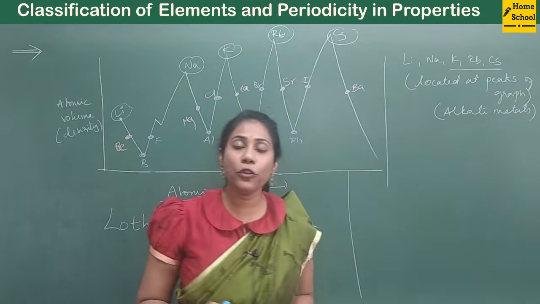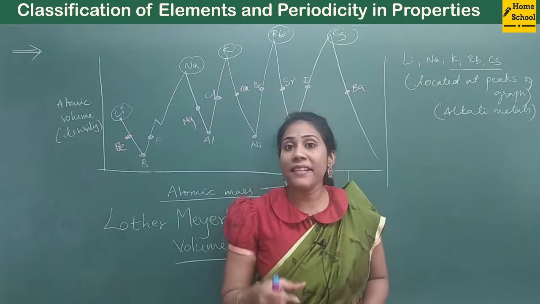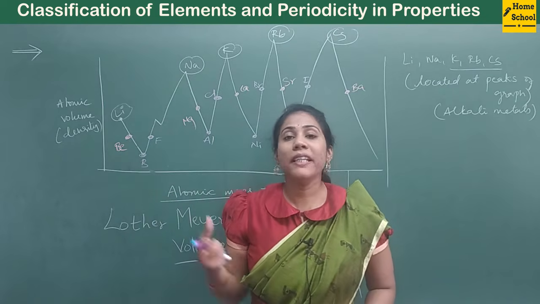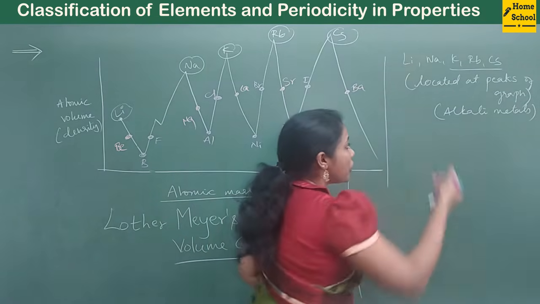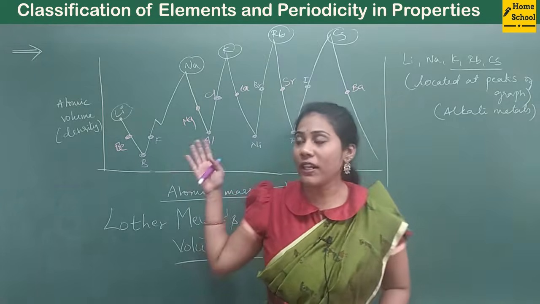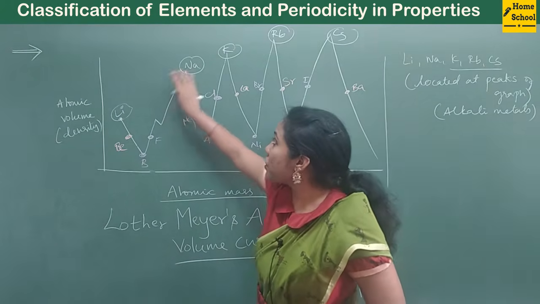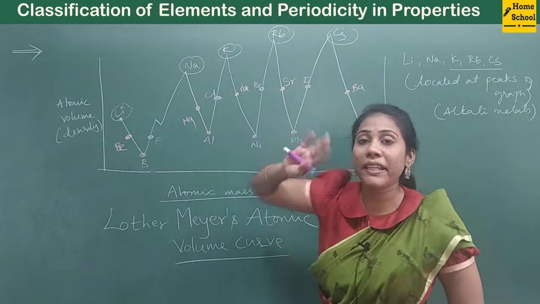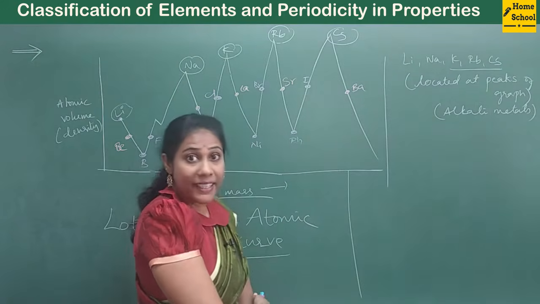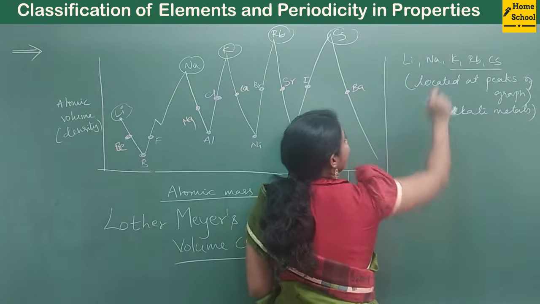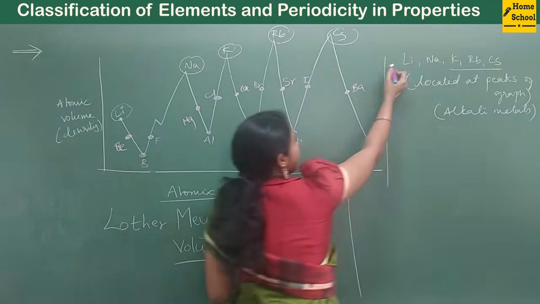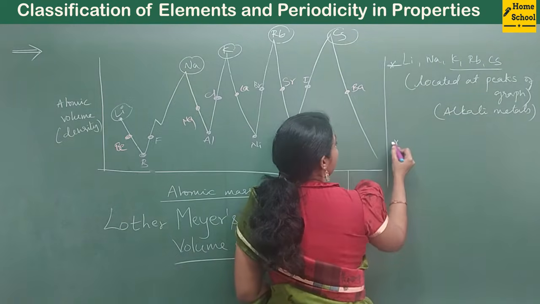For competitive questions, the position of elements can be asked. Say in the Lothar-Meyer curve, what was the position of alkali metals? The position is peak, right? So the peak of the curve is occupied by our alkali metals. So this is the first point you have to remember.